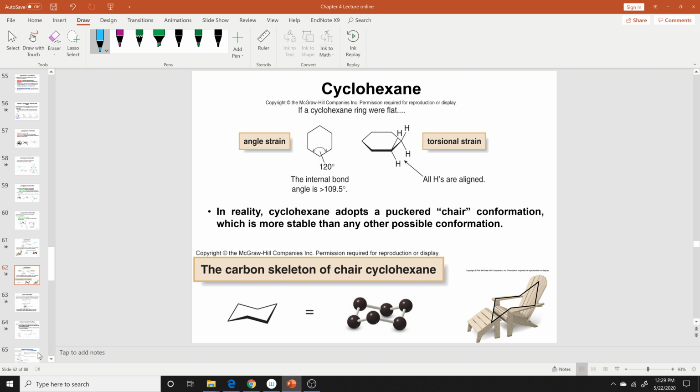If you have your molecular model set, you can build the molecule, and in the model set you can easily see that these carbons are pointing up, and then these carbons over here are pointing down.